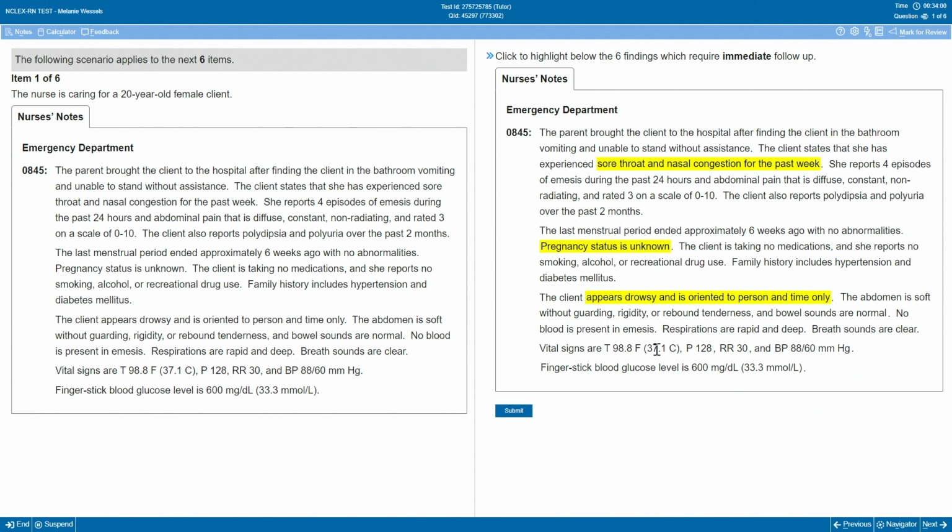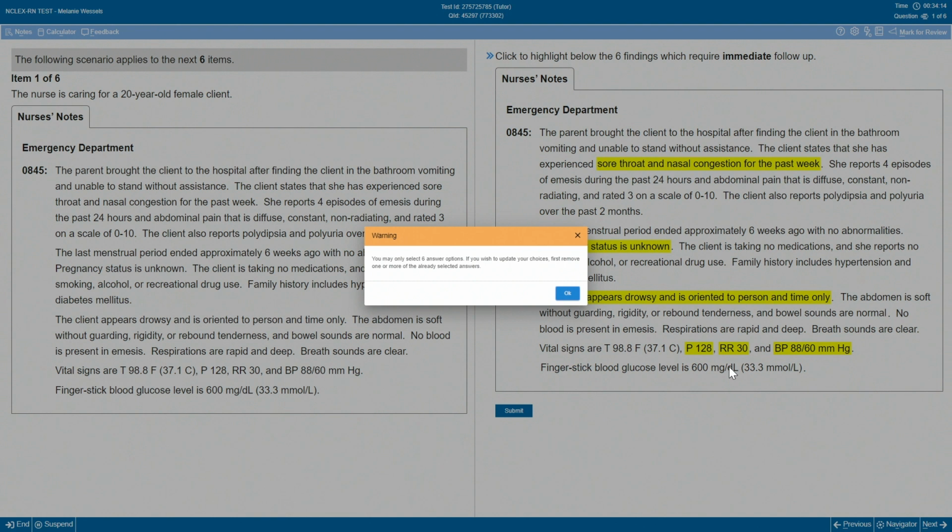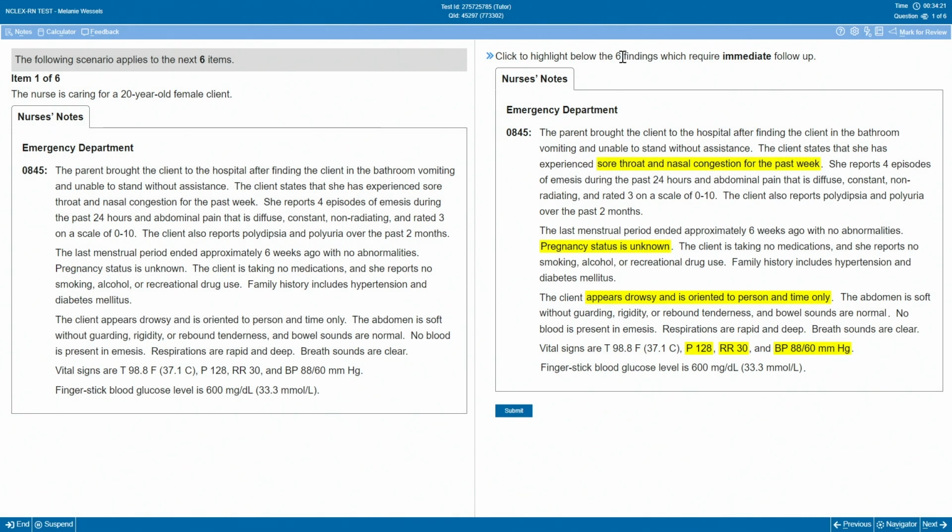All right, vital signs. We definitely think these are a little off here. Pulse is too high, so we're definitely going to follow up on that one. Respirations are too high. And then her blood pressure is on the low end, which is not normal. And then, of course, like we said, we definitely want to find out more about that blood sugar. Oh, and then we've got a pop-up here that says you can only select 6, which is really helpful because it did tell us in the beginning you can only pick 6.